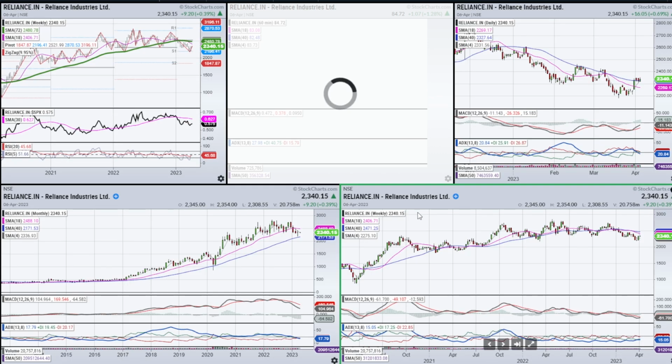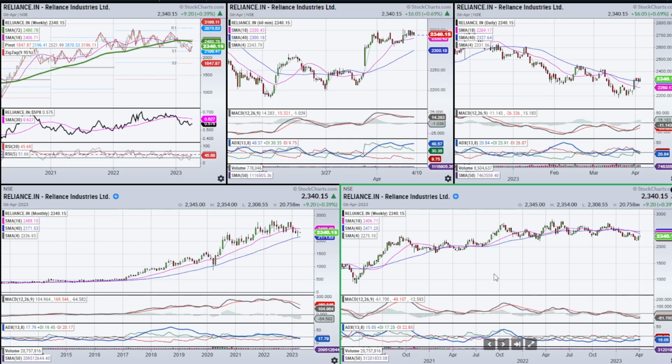Okay, Reliance Industries from India. So this was a leftover. I didn't get a chance to do the prior week. So this broke the 18-month. It's come down to the 40. It's probably going to try and bounce here, but I just don't like the overall pattern.